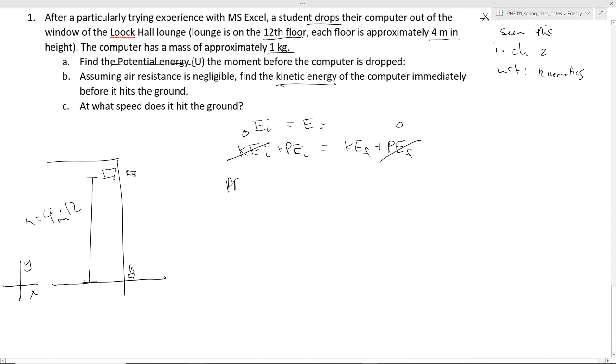And so then we can break out these pieces. So the potential energy initial is going to be the mass times gravity times this height. So if we put in our numbers, we had a mass of 1 kilogram. Gravity, of course, is 9.8. And a height of 48 meters. We would find that this is 470 joules. And then if we look at the second part, the kinetic energy.